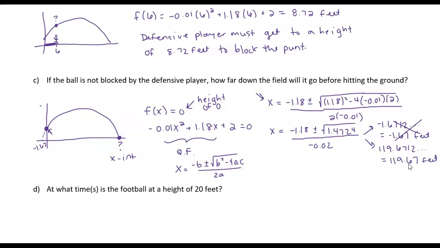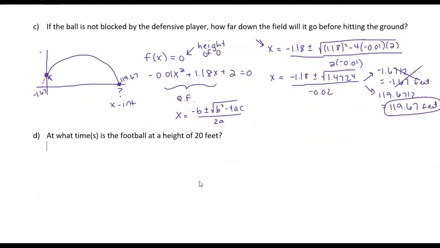And then this here is the other distance. So this is going to be the 119.67 over here. Okay, so that means your horizontal distance here is going to be 119.67 feet when it hits the ground. Okay, so circle that. That's our final answer there.